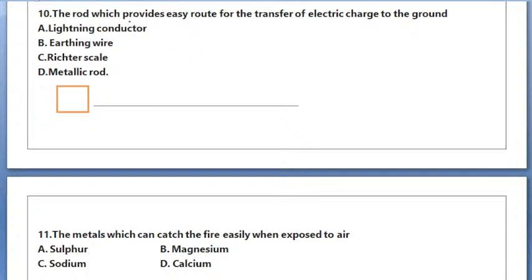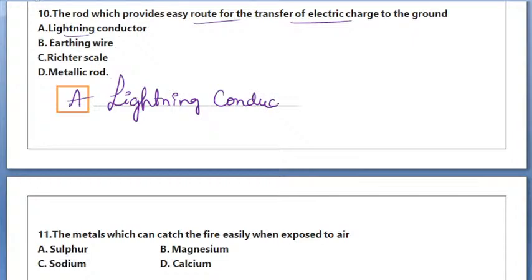Right. The rod which provides an easy route for transfer of electric charge to the ground. The right answer here is option A, that is lightning conductor. There are four options: lightning conductor, earthing wire, Richter scale and metallic rod. The right answer is option A, that is the lightning conductor. Okay, this lightning conductor is helping to provide the easy route of transfer of electric charge to the ground. So this is how you're going to write the answer.